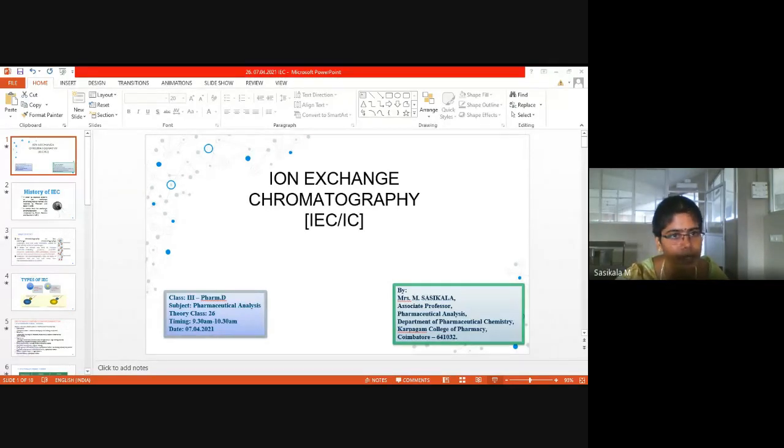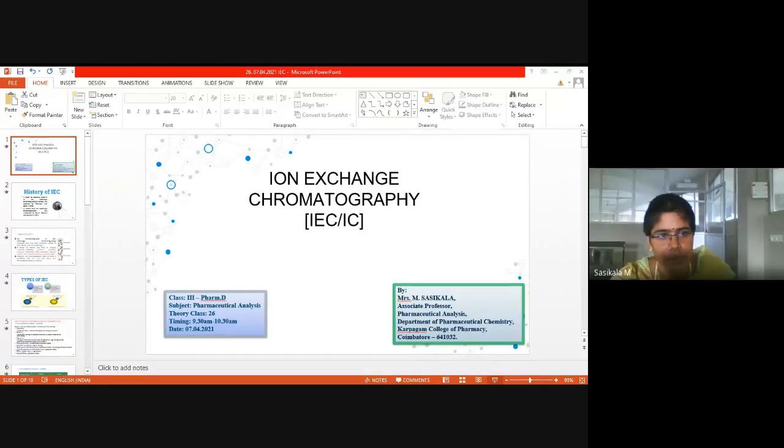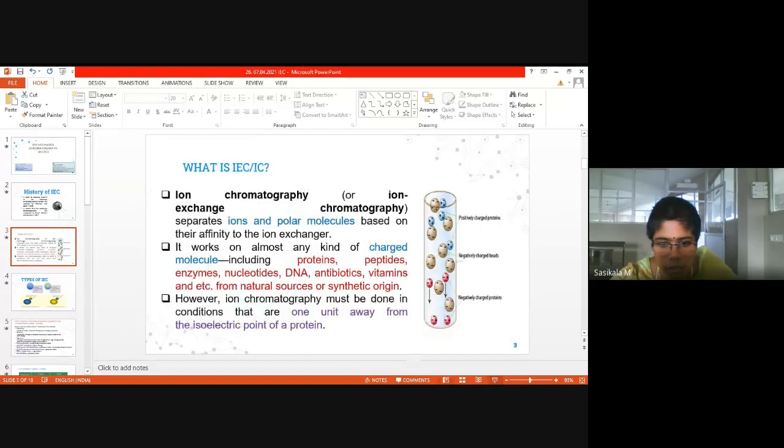Next, we'll see what ion exchange chromatography actually is. It is used for separation of ions and polar molecules. Excuse me, ma'am, can you share the slides? Screen? No, ma'am. We can't see it in full screen. Now can you see the change of slides? Yes, ma'am.